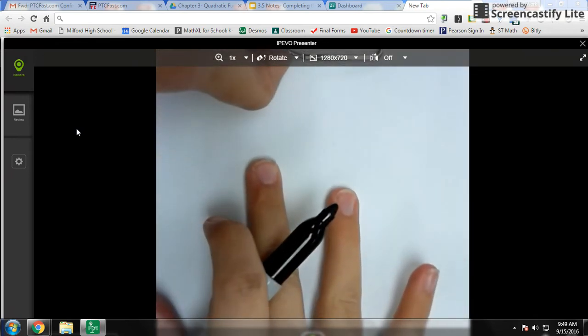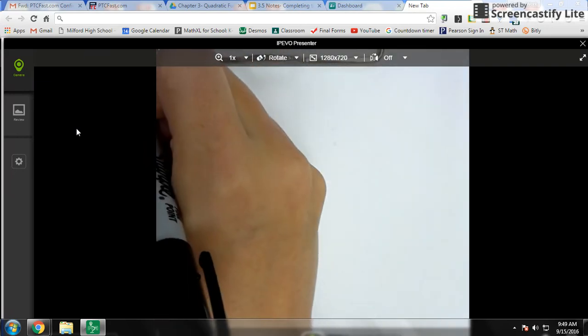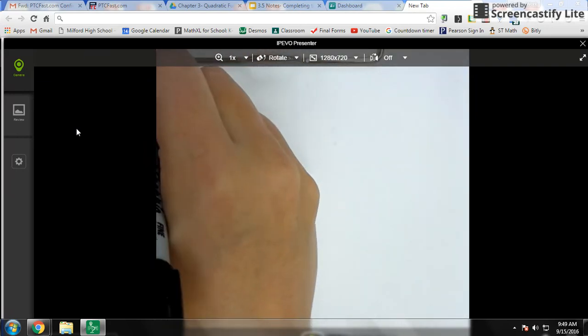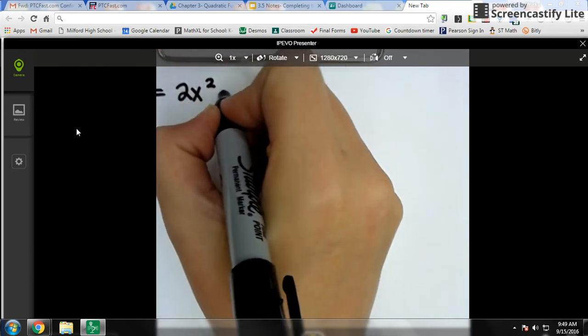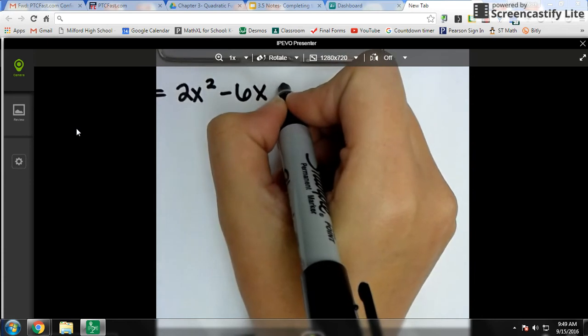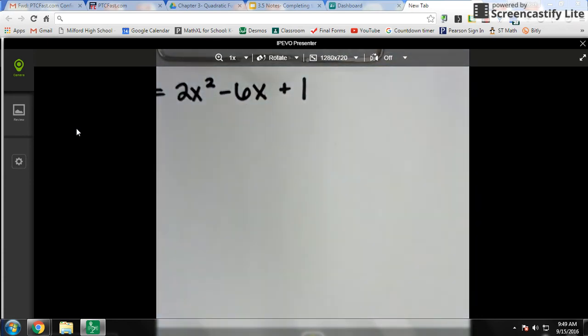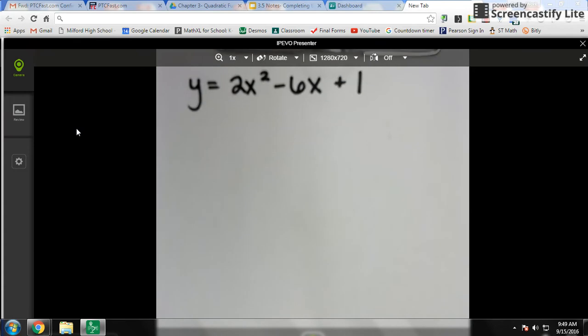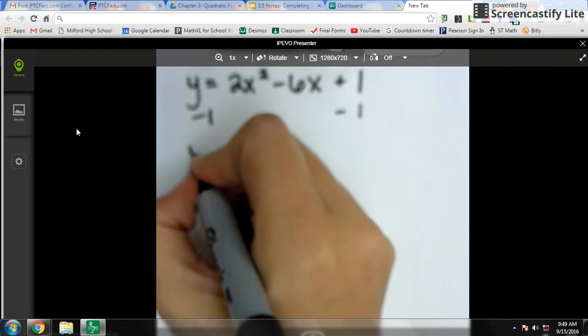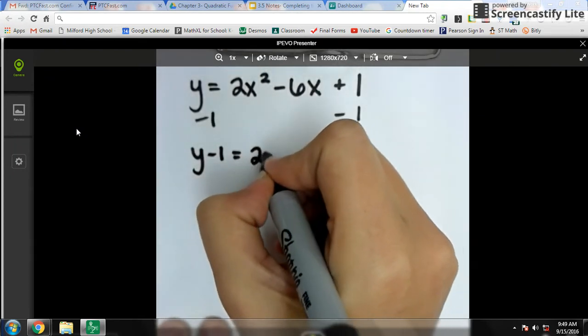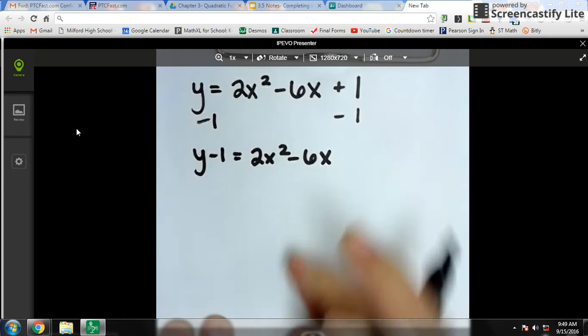Alright, so we also need to know how to do this if we have an a value, because you can't complete the square if you have an a value. So here is an example of something with an a value. y equals 2x squared minus 6x plus 1. Now, same thing here. We need to get rid of our c value. So we're going to subtract 1 from both sides. We get y minus 1 equals 2x squared minus 6x.